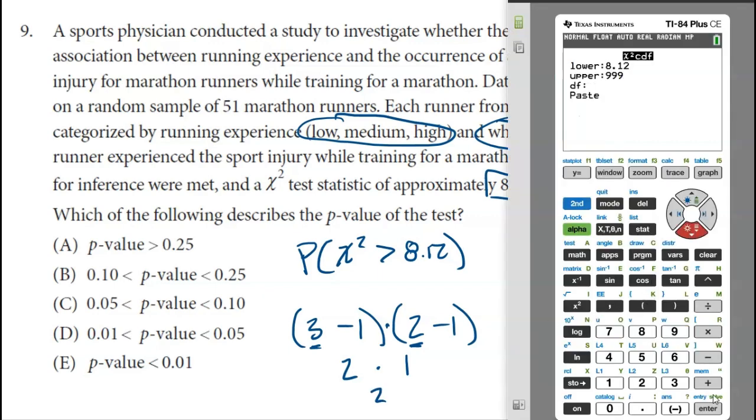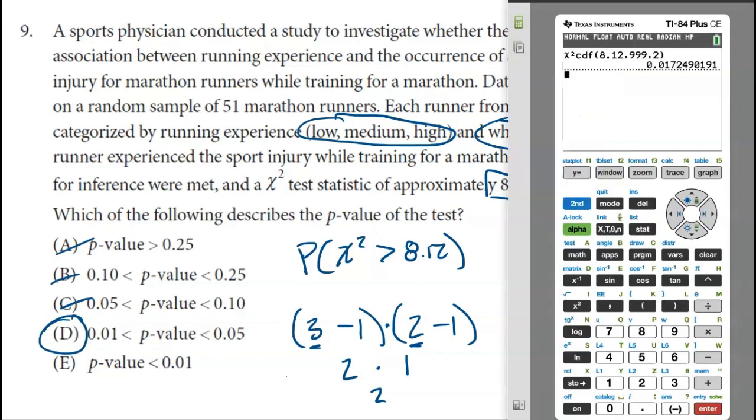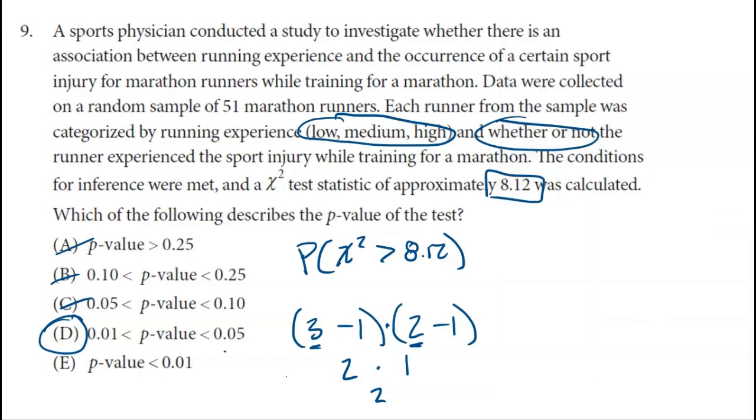So I'm going to go back to my calculator. I'm going to type in that 2 degrees of freedom. Hit enter here, and I get a p-value of 0.017. So is it greater than 0.25? No. Is it in between 10 and 25%? No. Is it in between 5 and 10%? No. It's in between 1% and 5% because my p-value, again, I showed in the calculator there, was 0.017. So it's greater than 1%, but less than 5%. Pretty simple as long as you know what to do. But the trick to this question is really being able to calculate those degrees of freedom. So many kids mess that up.